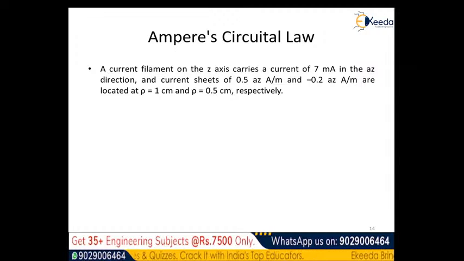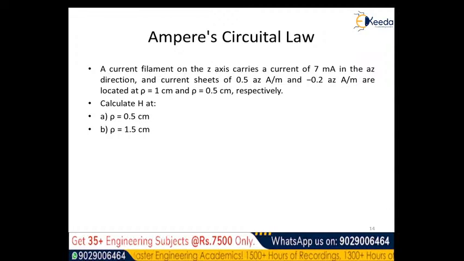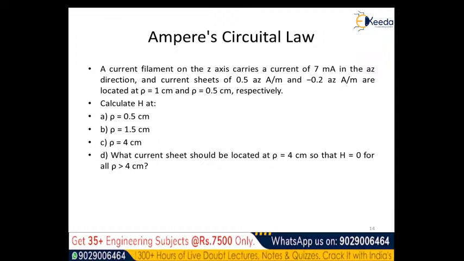So we have four parts in the problem statement. For part A, we have to calculate the magnetic field intensity H at rho equal to 0.5 centimeters. In part B, rho is equal to 1.5 centimeter. In part C, rho is equal to 4 centimeter. And in part D, we are required to answer the question: what current sheet should be located at rho equal to 4 centimeter so that H is equal to 0 for all rho greater than 4 centimeter. So this is our problem statement here.